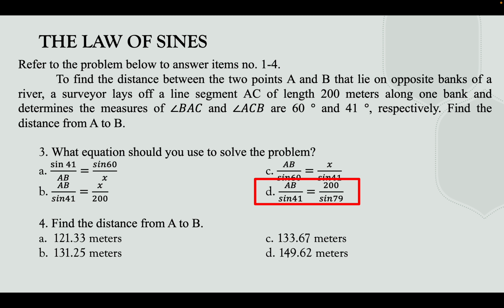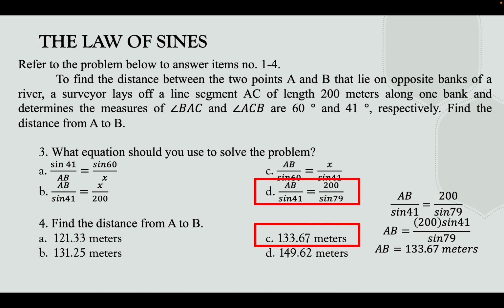Now let's find the distance from A to B. So we have here the given formula. Cross multiply, and then we get 200 times sine 41 divided by sine 79. You input that in your scientific calculator, and you will get 133.67 meters.